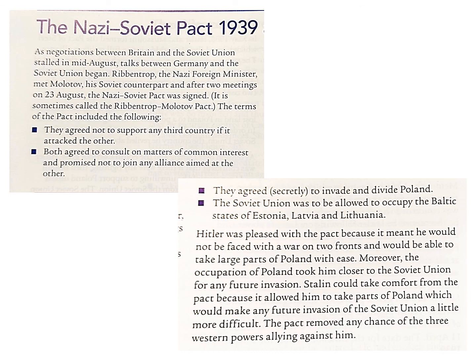The Nazi foreign minister met Molotov, his Soviet counterpart, and after 2 meetings in August, the Nazi-Soviet Pact was signed. The terms of the pact included the following. They agreed not to support any third country if it attacked the other.